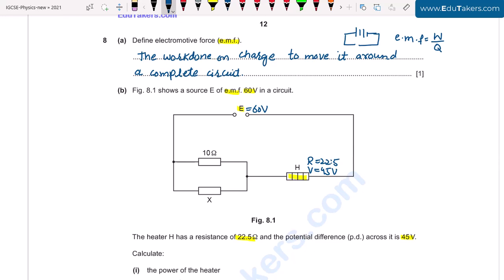Part 1. The power of the heater. We have to calculate the power of the heater. We know that power is equal to I and V, the product of current and potential difference. But here we don't know the value of current, and then we use Ohm's law. V is equal to IR. From that we find the value of I. I will be equal to V by R.